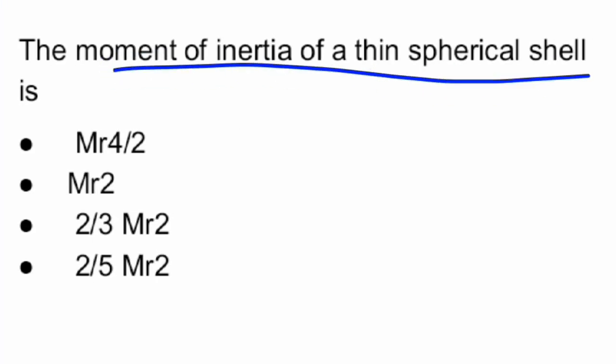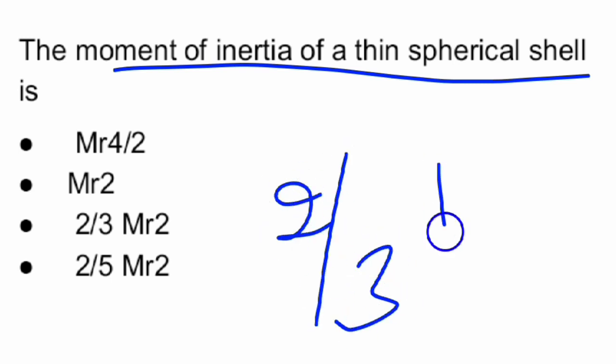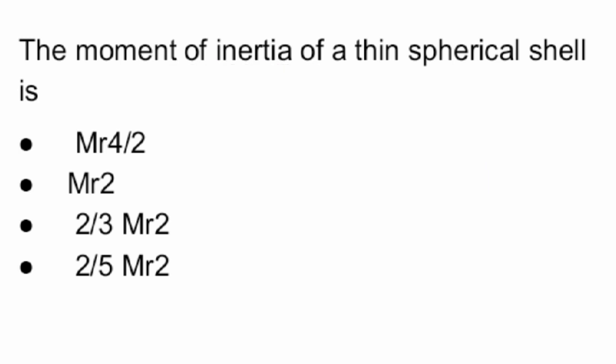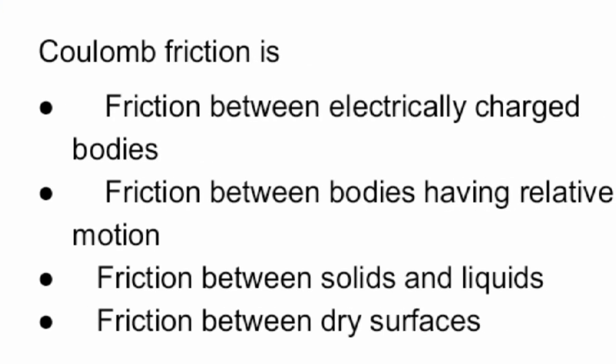The moment of inertia of a thin spherical shell is what? Moment of inertia of a thin spherical shell is 2 by 3 mr square. Option 3 is the right answer.